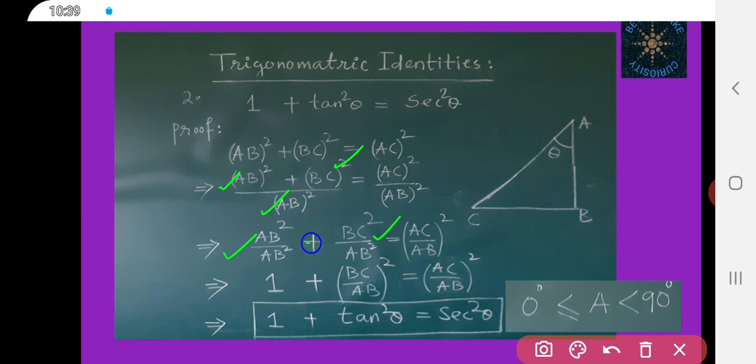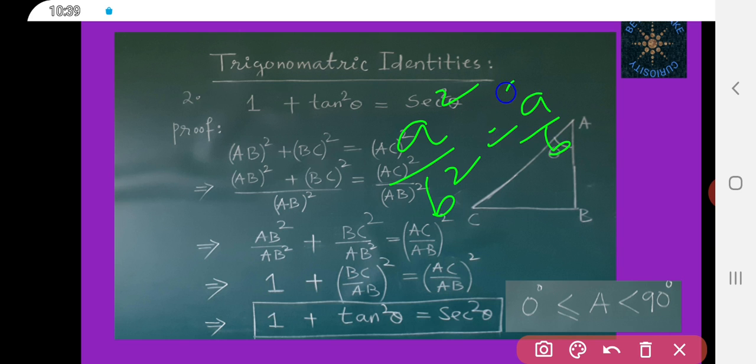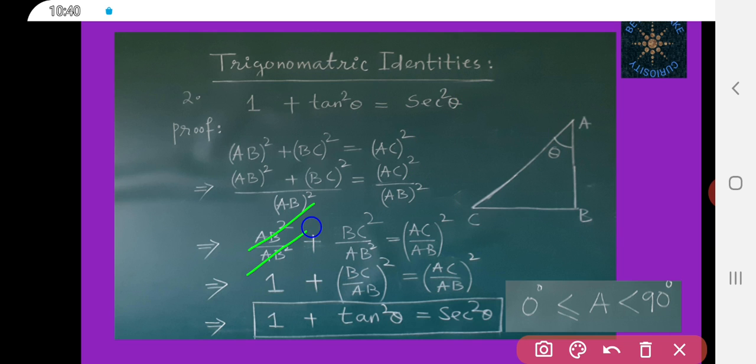Here plus sign is there, plus, okay. Here right side AC square by AB square, and you know that A square by B square, you can write A by B whole square. So here you write this. Here AB square cancel and that is equal to 1, and this you can write like this, and this can be written like this.